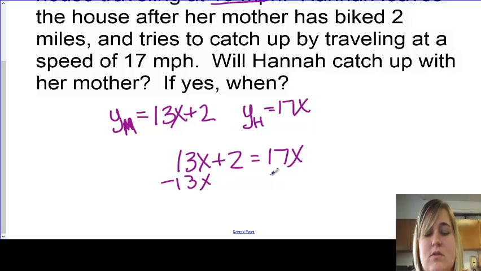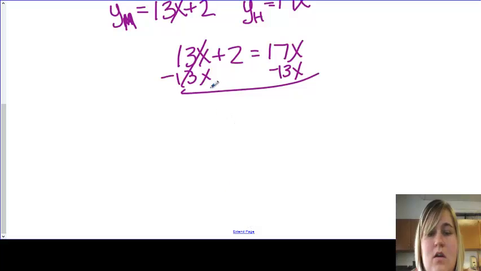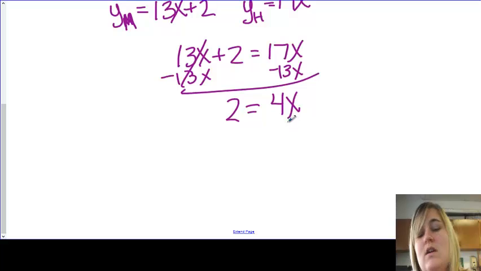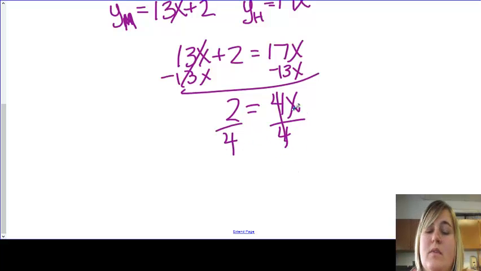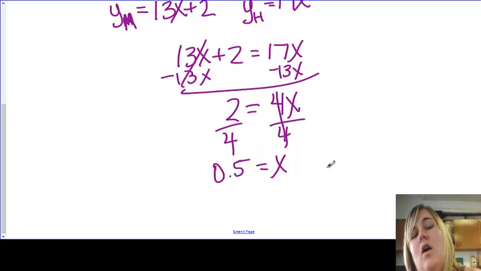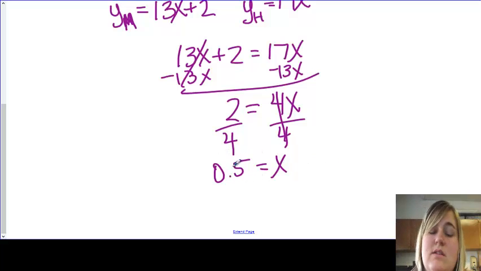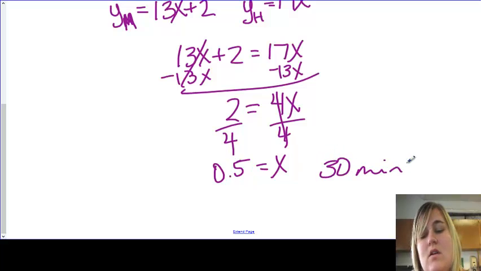Subtract 13x from both sides. Cancels. I have 2 equals 4x. To get x by itself, I'm going to divide by 4 on both sides. And that will give me that x is equal to 1/2 or 0.5. This means that it's going to take her half an hour to catch up to her mom, because it was in miles per hour, so it's half an hour or 30 minutes for her to catch up with her mom.